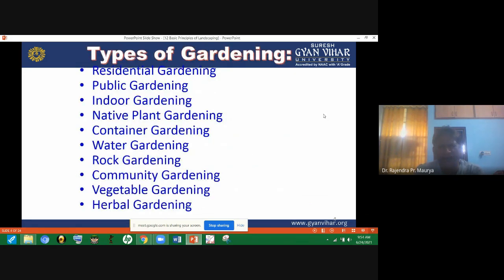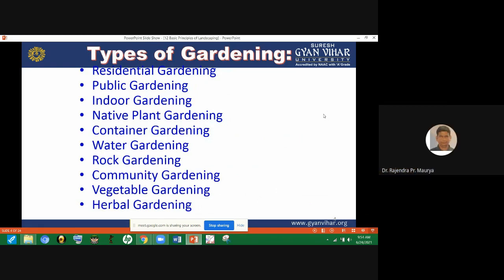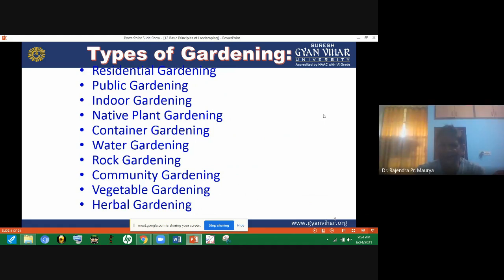Types of gardening. However, gardening is a common term, but if we go into detail, then we will find different types of gardening. Number one is residential gardening, which we can also call home gardening. I mean where you reside, at your home or house, you can design the garden.